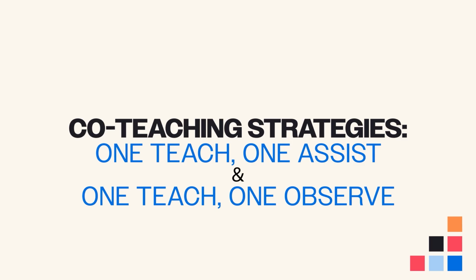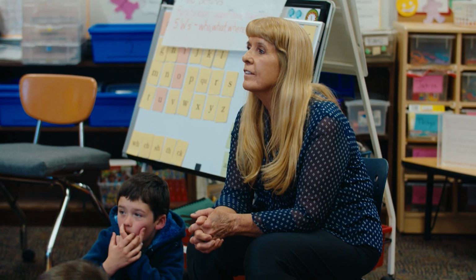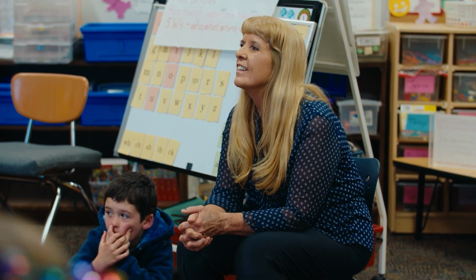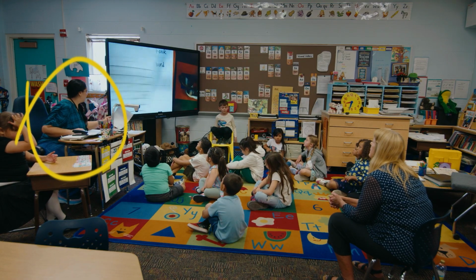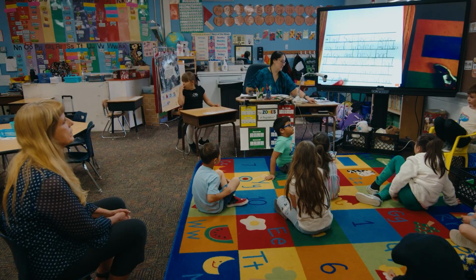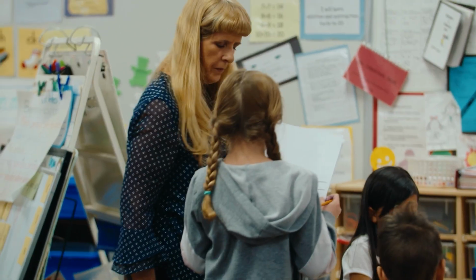The strategies One Teach, One Assist, and One Teach, One Observe both involve one teacher taking a lead in instruction. However, they have two different goals. One Teach, One Observe is used to collect data for planning or reflection. One teacher has primary instructional responsibility, while the other captures observational data on students, classroom dynamics, or teacher behaviors.